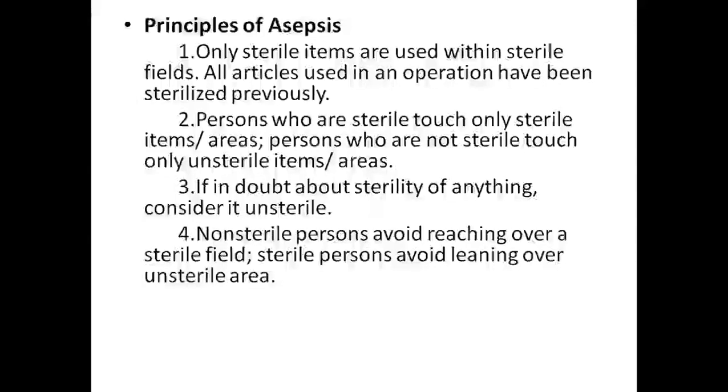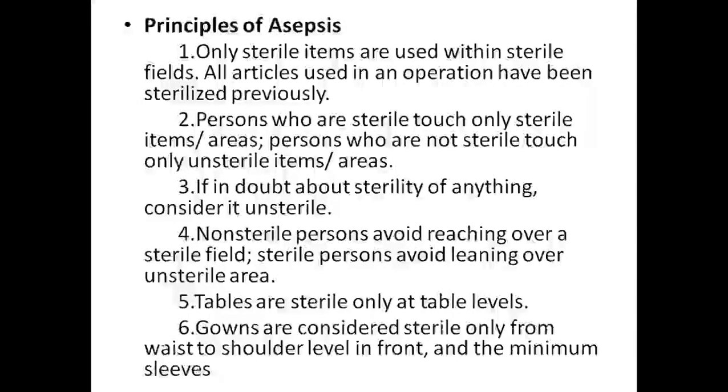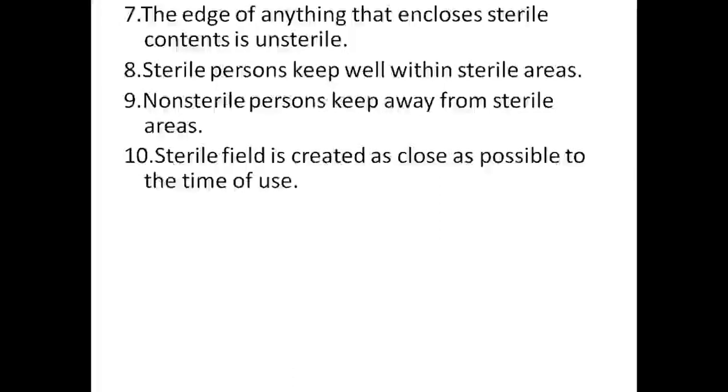Non-sterile persons avoid reaching over a sterile field. Sterile persons avoid leaning over an unsterile area. Tables are sterile only at table level. Gowns are considered sterile only from the waist to the shoulder level in front, and the sleeves to a minimum. The edge of anything that encloses sterile contents is unsterile. Sterile persons keep well within the sterile areas. Non-sterile persons keep away from the sterile area.